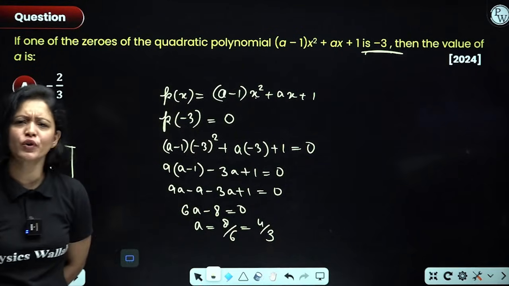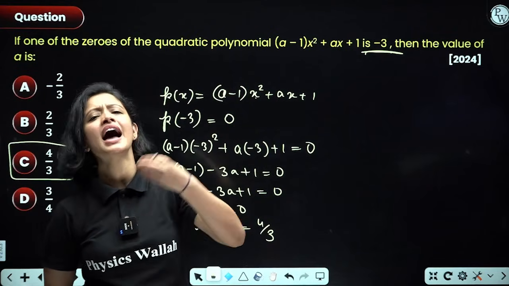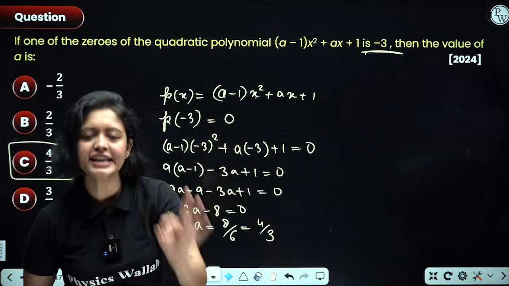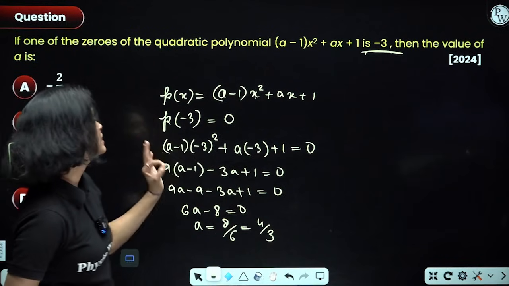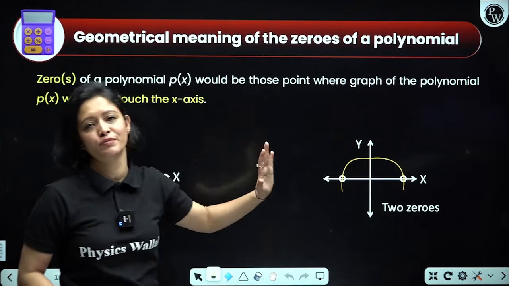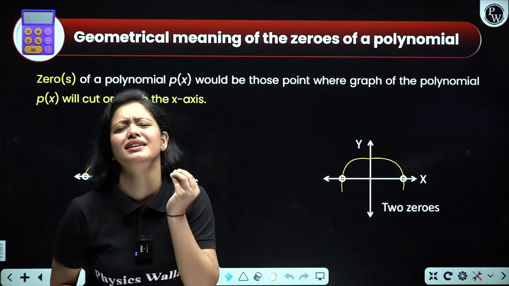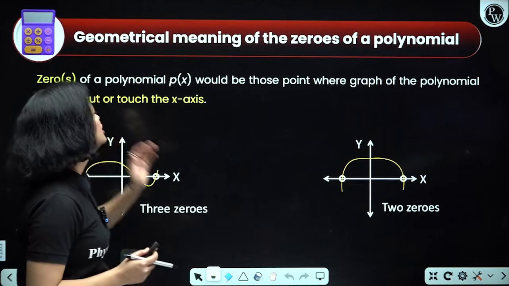So, I hope you understood what you have to do. You just have to plug in the zero in the polynomial and equate it to 0, and you will get the value of the unknown variable. Very simple. Okay? So, yes, very important. Let's come to the geometrical meaning of the zeros of a polynomial. A very, very important topic of the chapter Polynomials, and very easy, guys.